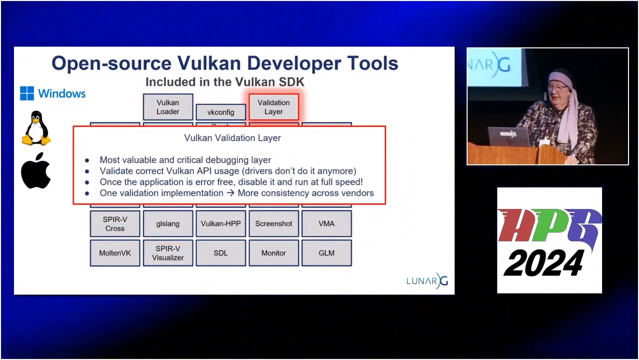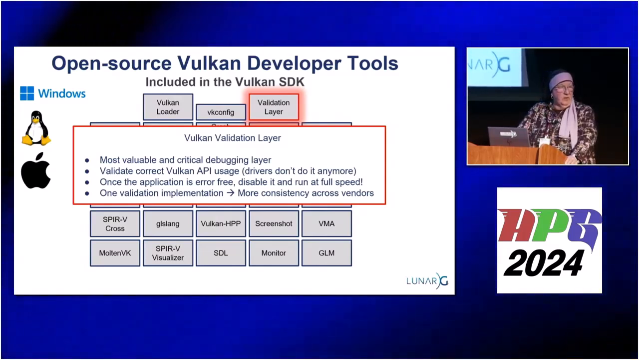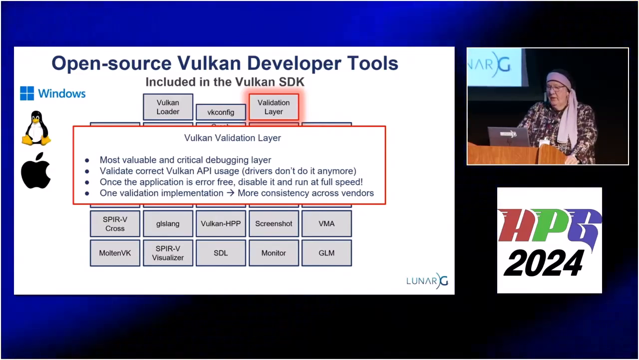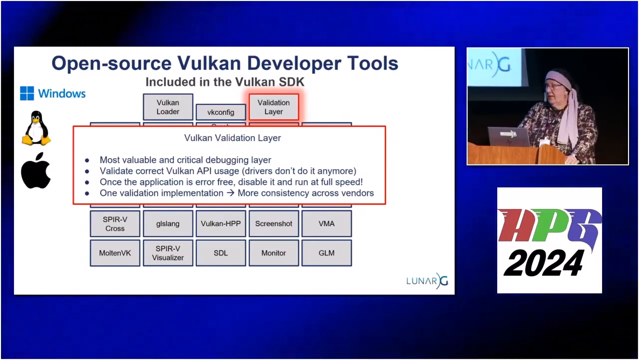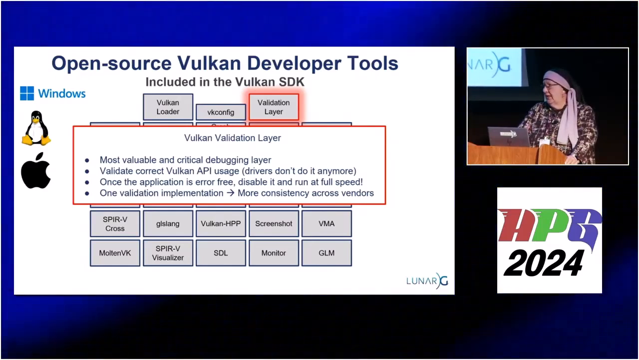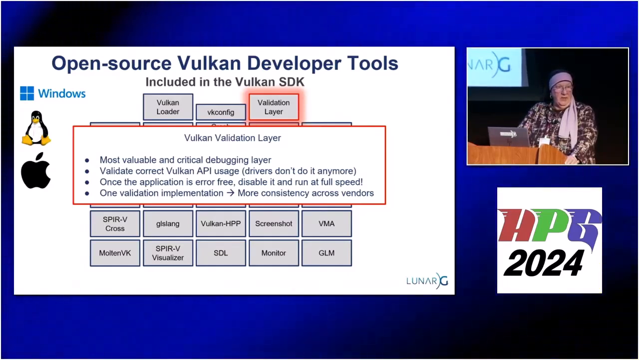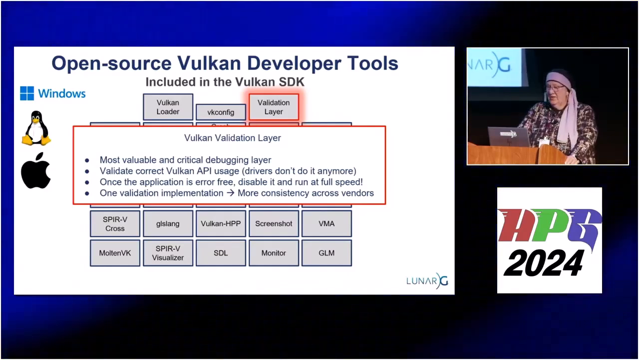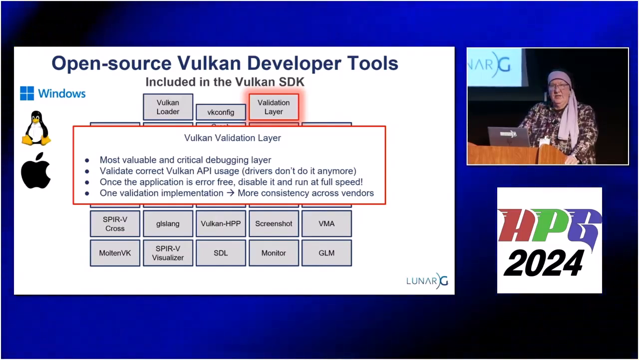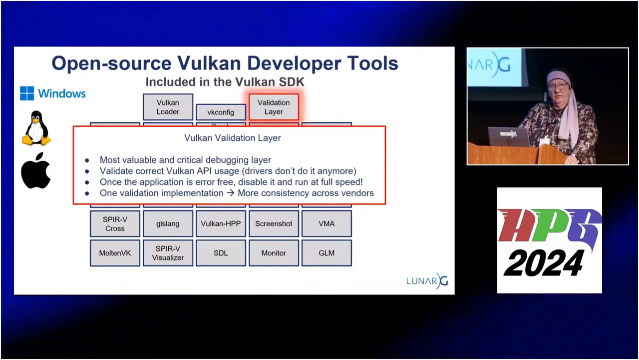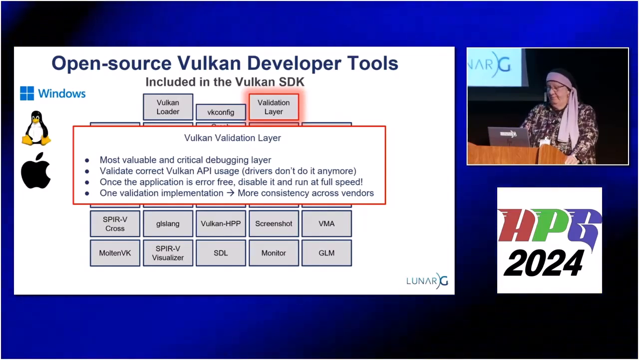Again, the Vulkan validation layer. This is the most valuable and most critical debugging layer today. Everybody that develops with Vulkan uses this layer. And again, it's validating correct Vulkan API usage because drivers don't do it anymore. And once the application is error-free, you turn off the layer and you run at full speed. One implementation of the API usage used by all results in more consistency across vendors. I do know that in the OpenGL days, you had to tune your application either for NVIDIA or tune it another way for AMD. This helps remove that.